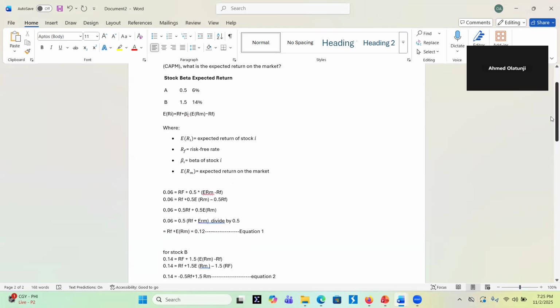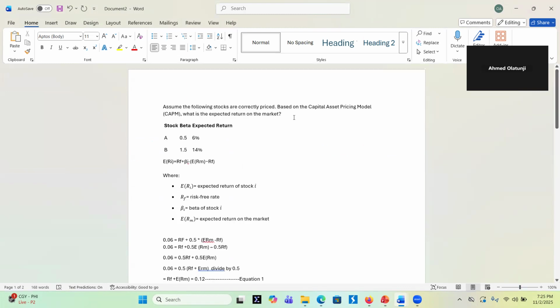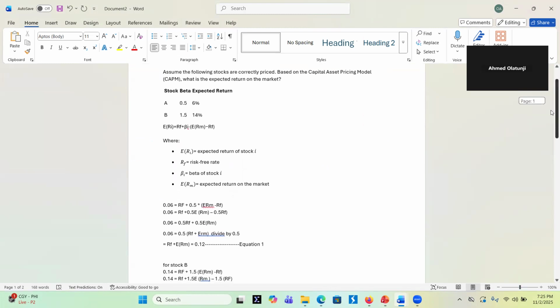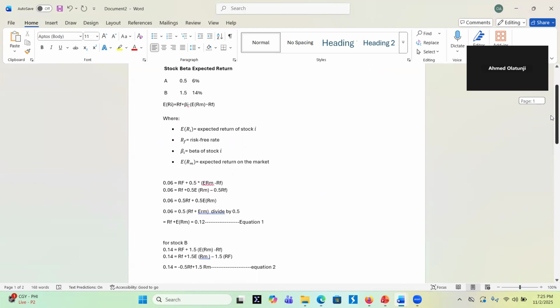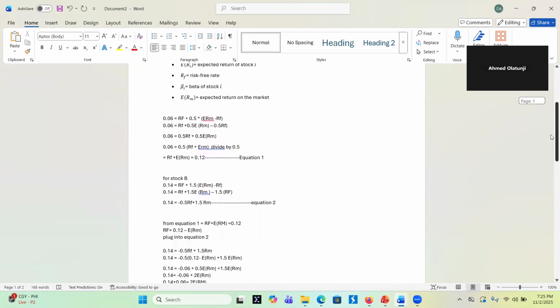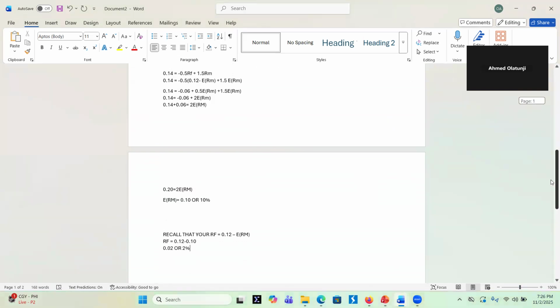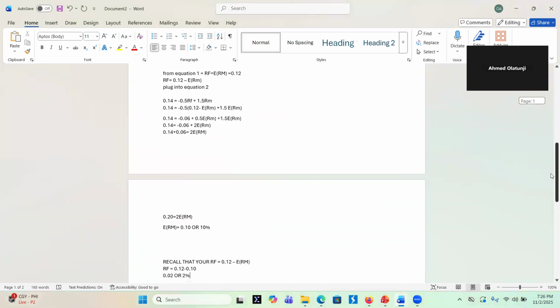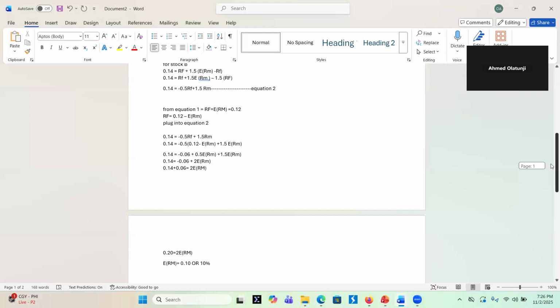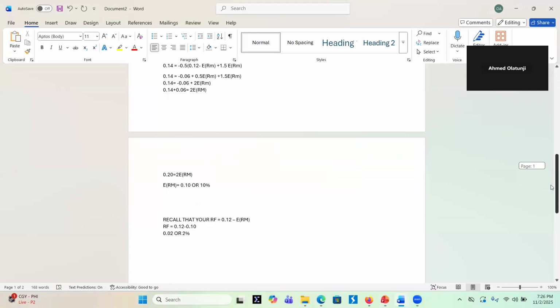The question says, what is the expected return for the market? So the expected return for the market is RF plus your beta times the market premium. So you just need to input the variables you didn't see, which is your RF and your RM.